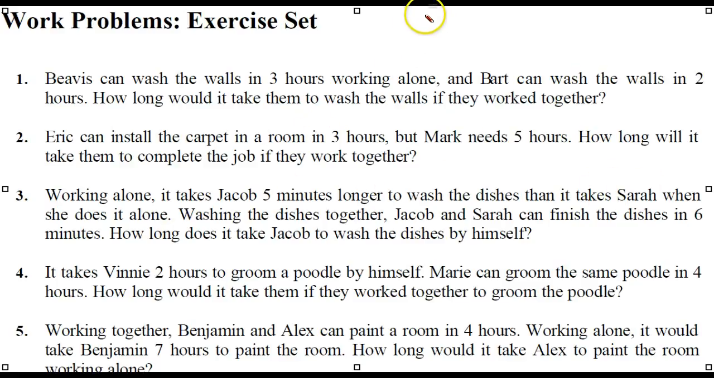So we're going to say her rate is 1/t. And now we're dealing in minutes here. We don't know how many minutes it takes for her to do it. But if working alone, Jacob takes 5 minutes longer than it takes Sarah, so we know that person's rate is going to be t plus 5.